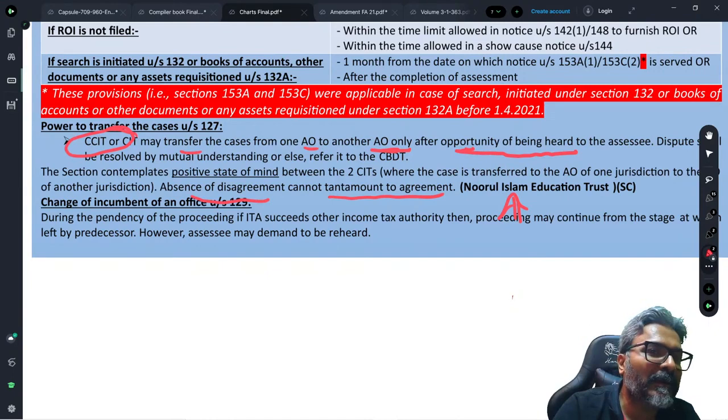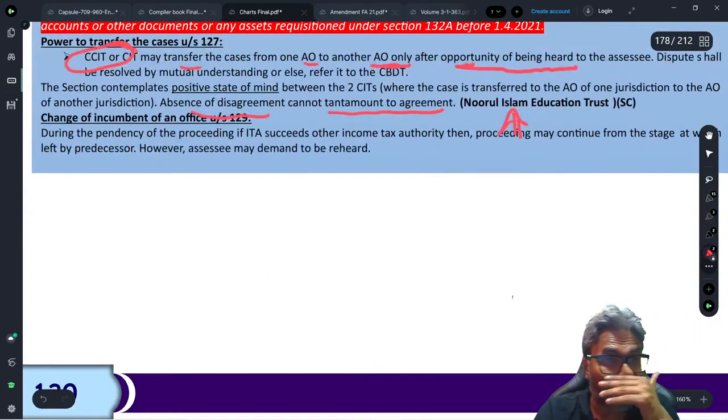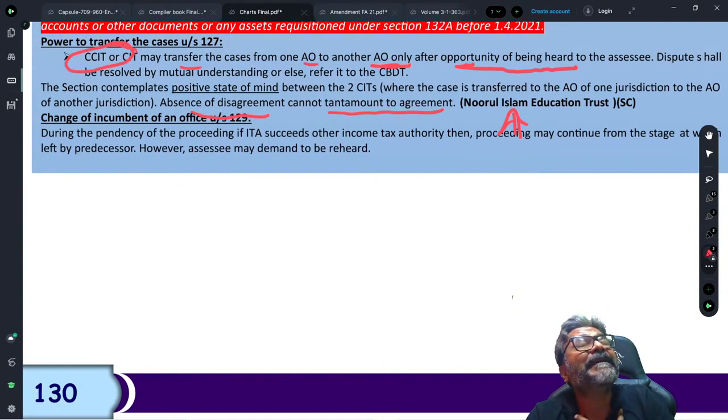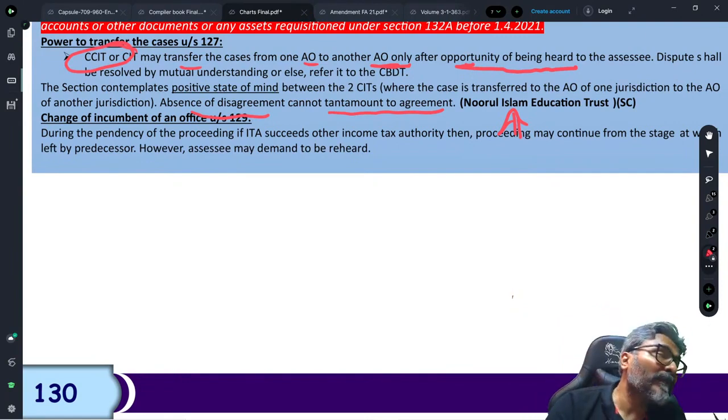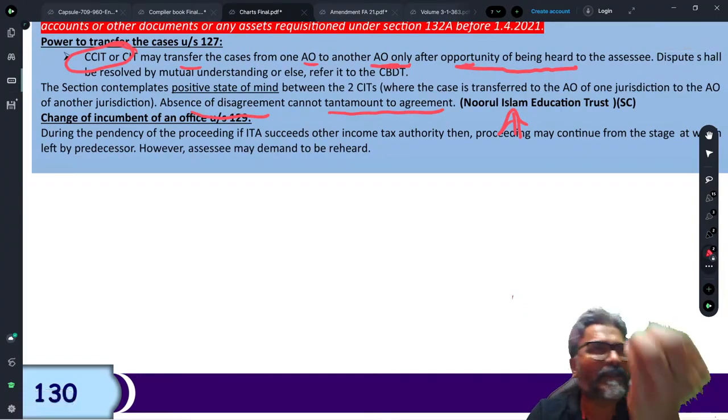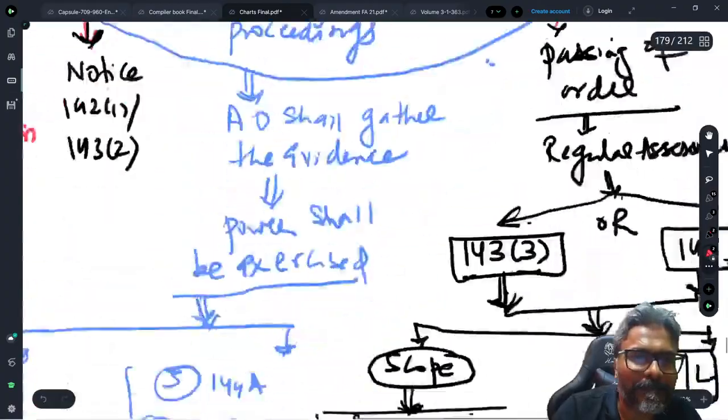This is what needs to be looked upon, students. So that is what it is. So the CIT, does he have the power to transfer the case from one AO to another AO? And the answer is yes, subject to the following procedures.